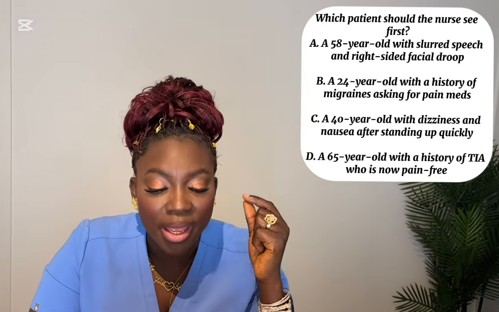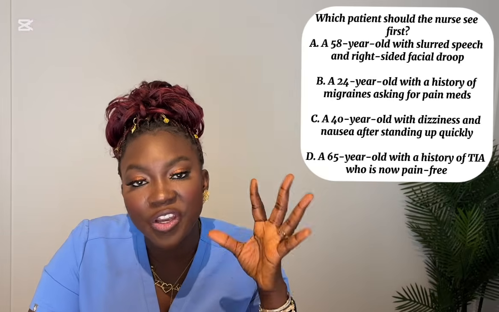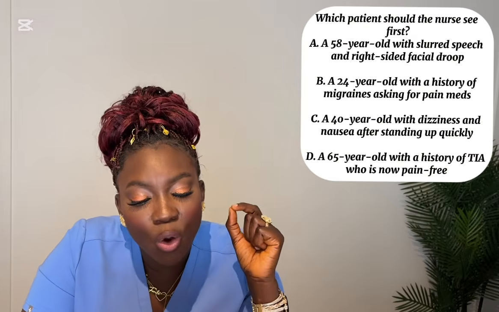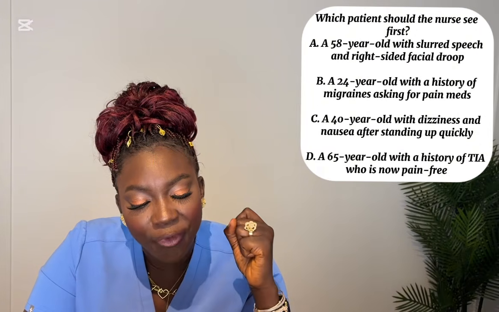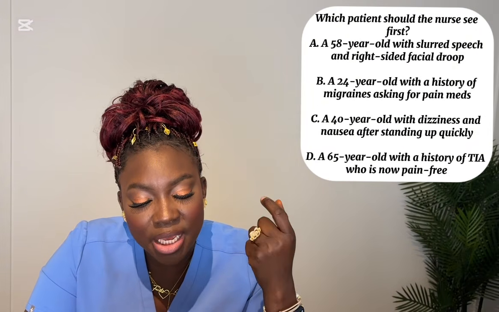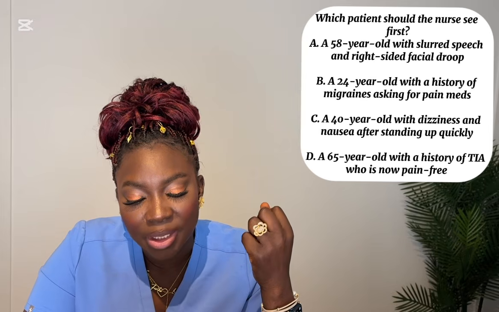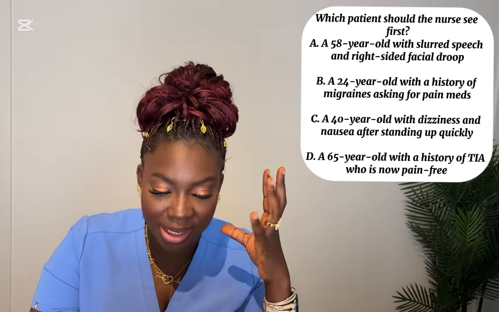Okay, which patient should the nurse see first? A, a 58-year-old with slurred speech and right-sided facial droop. B, a 24-year-old with a history of migraines asking for pain meds. C, a 40-year-old with dizziness and nausea after standing up quickly. And D, a 65-year-old with history of TIA who is now pain-free. Guys, the right answer is A.